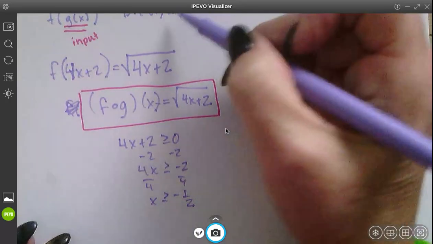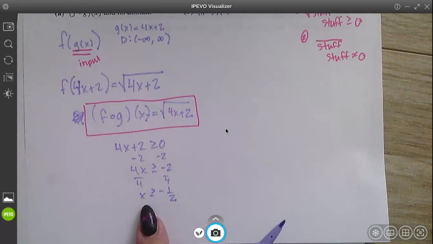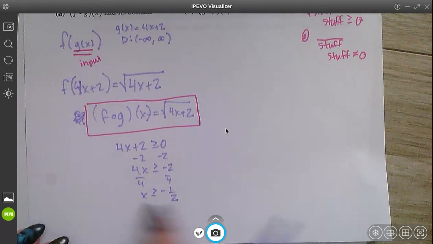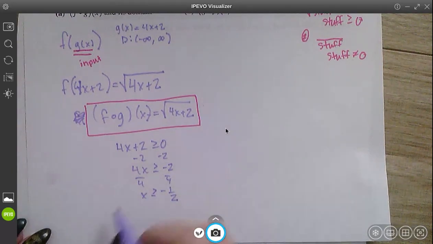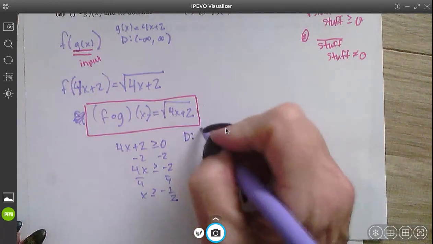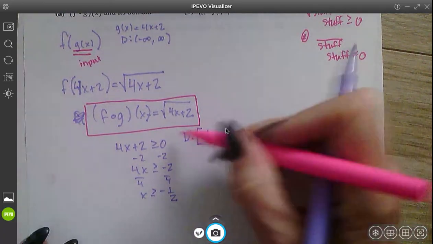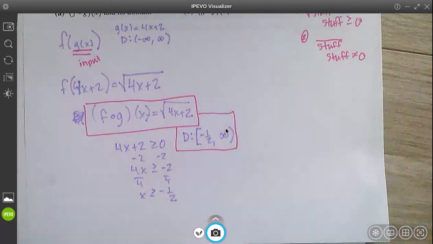So I have a domain that's all real numbers. Combine that with a domain that says greater than or equal to negative 1/2, and we're going to end up with a domain that goes from negative 1/2 to infinity. So the domain for my composed function would be negative 1/2 to infinity.